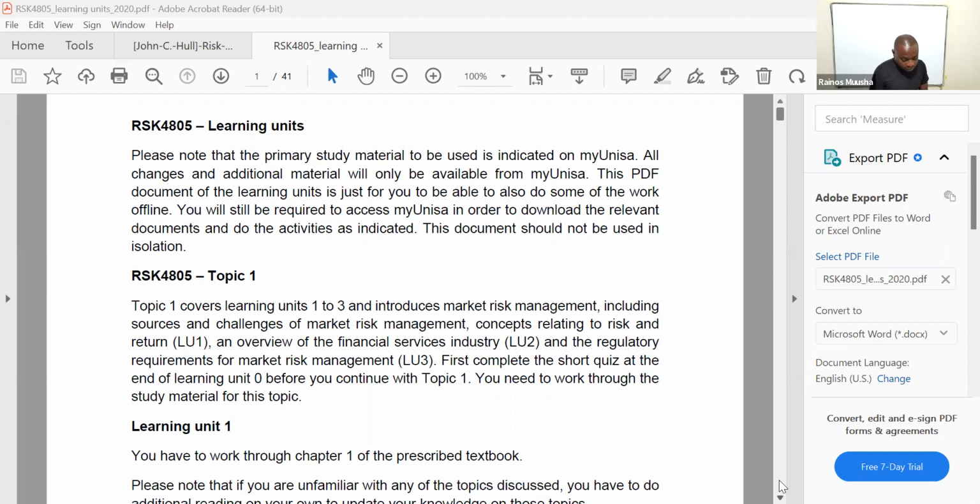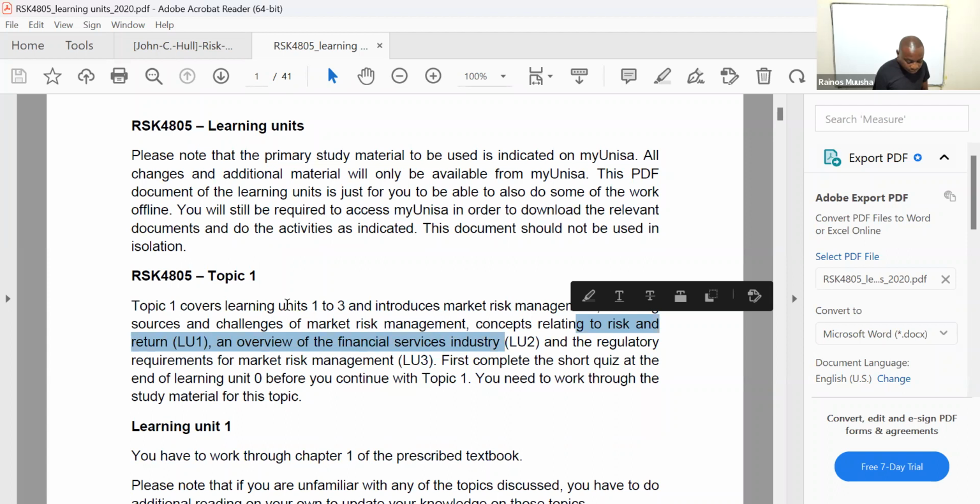For topic 1, they say it covers learning units 1 to 3 and introduces market risk management, including sources and challenges of market risk management, and concepts relating to risk and return, which are covered in learning unit 1, which is study unit 1. The overview of the financial services industry is covered in learning unit 2, then the regulatory requirements for market risk management are covered in learning unit 3.